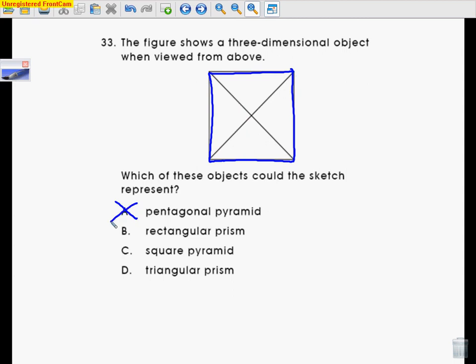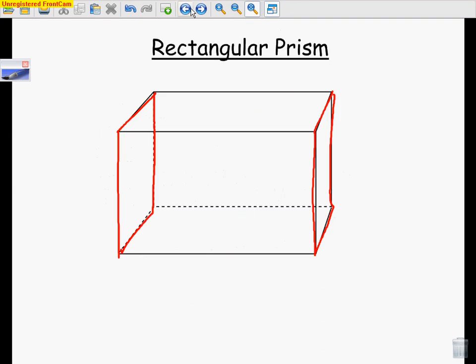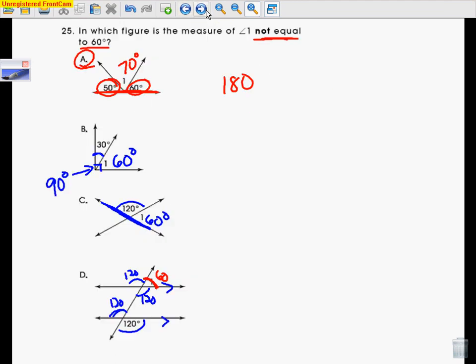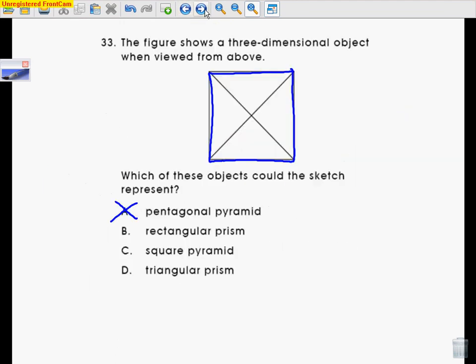Could it possibly be a rectangular prism? Well, prisms, if we go back, prisms have rectangular sides, rectangular faces. So this one doesn't have rectangular faces. It has these triangles in it. So we automatically know it can't be a prism. It has to be at least a pyramid. So I can eliminate B and D.